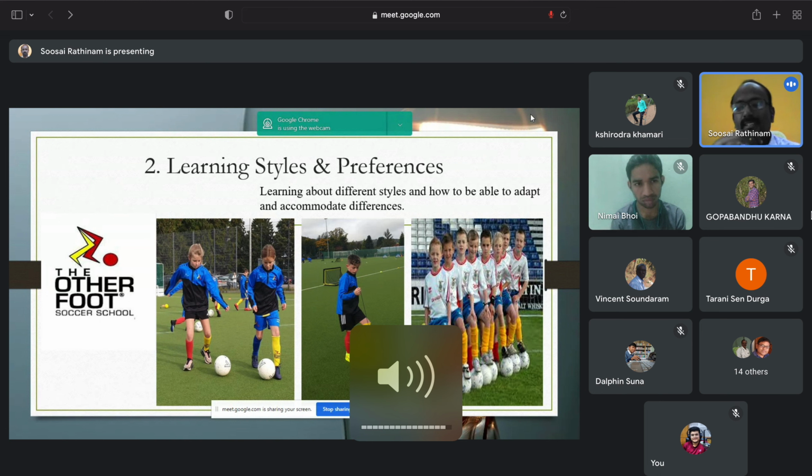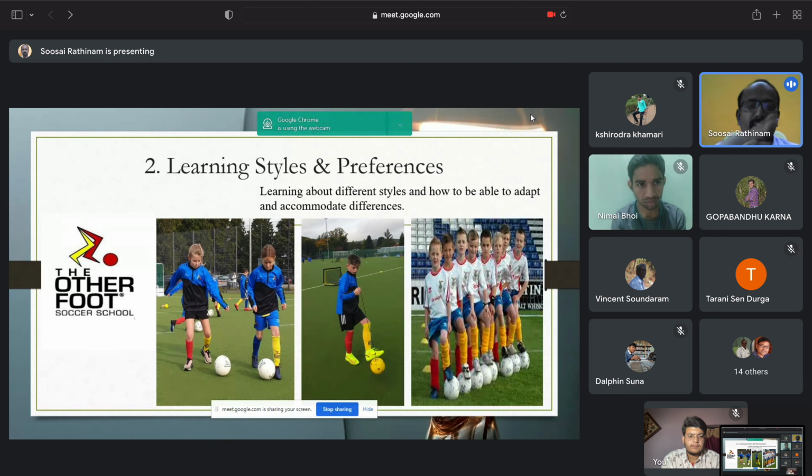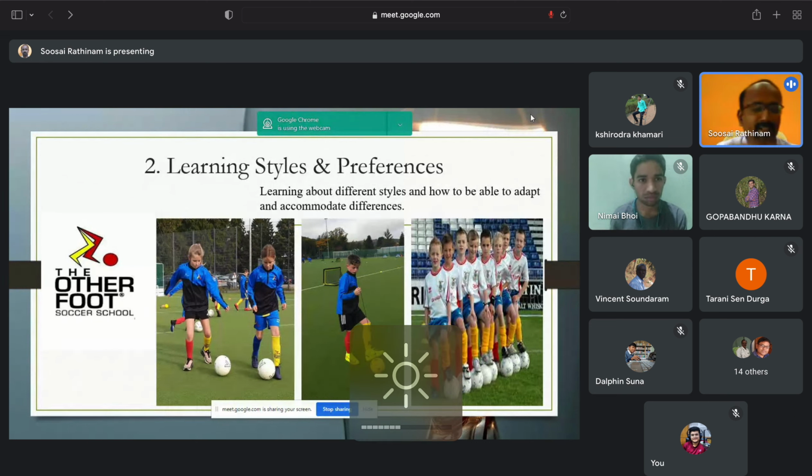You could see here in the pictures where the players have two different colors of socks. You could see one red on one foot and yellow on the other, one blue and yellow on the other. So you could see that the socks are not the same in color. You know what the speciality of this particular Other Foot Soccer School is about?